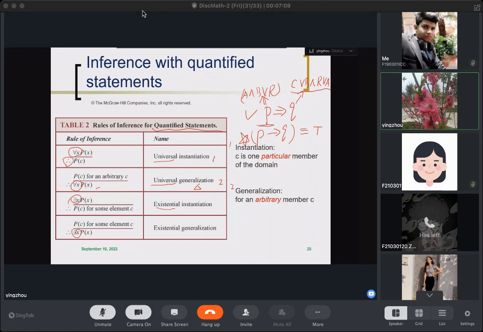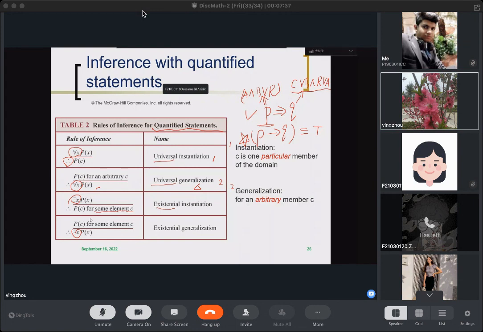Okay, and just for existential quantifier, it has the same. That means it is the instance and generalized. Instance means that if we say for some x, P(x), then we can say for some element. If we tell it is for some element, not for any or arbitrary.